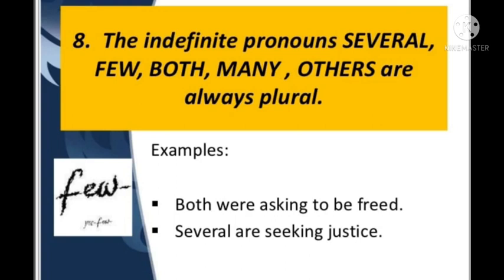Previously, I have told you about some pronouns that always take the singular form. But there are some indefinite pronouns like several, few, both, many, others. Obviously, they will take plural. Both are asking to be freed. Both were, or are. Here it is in past tense. That is why it is were. Several are seeking justice. Several is many. We don't know how many are there. That is why we have used a plural form.